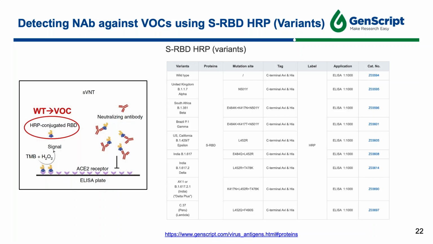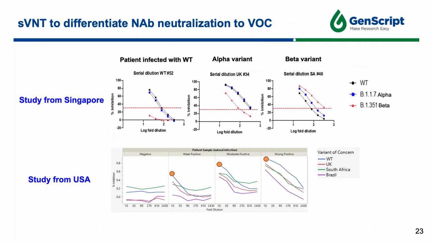Yeah. Okay, thanks, Dr. Su. The next question, can SVNT detect if you were previously infected by a certain variant of SARS-CoV-2? This is a very good question. As shown in this study, when you test against different RBD variants, you can differentiate between the neutralization activity against the variants.